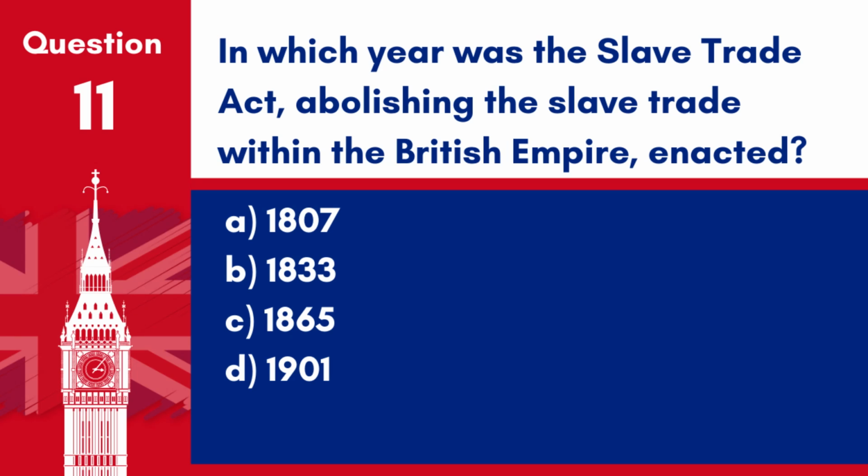Question 11. In which year was the Slave Trade Act, abolishing the slave trade within the British Empire, enacted? A. 1807, B. 1833, C. 1865, D. 1901. Answer: A. 1807. The Slave Trade Act of 1807 abolished the slave trade in the British Empire, marking a significant milestone in the fight against slavery.